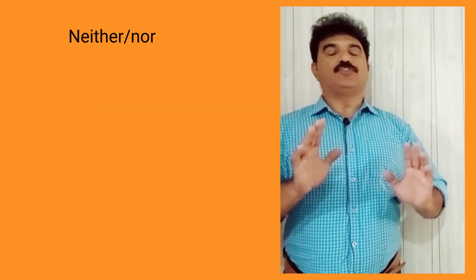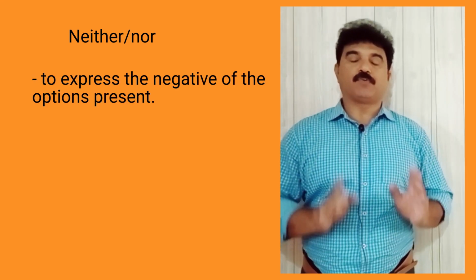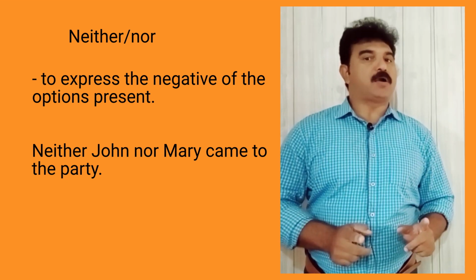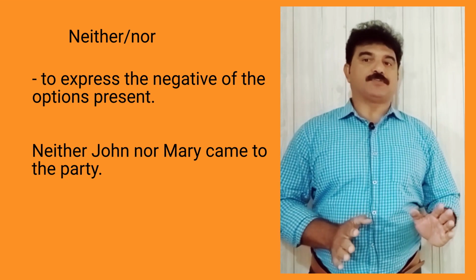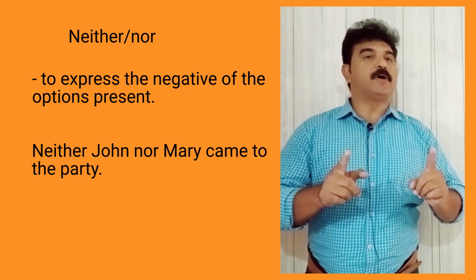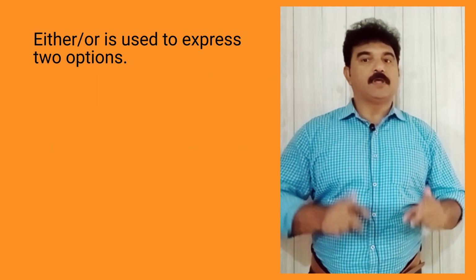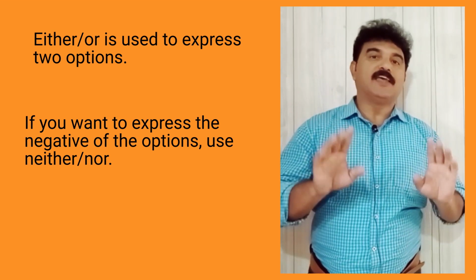Now let's move to neither nor. This term is used to express the negative of the options presented. For example, neither John nor Mary came to the party. In this sentence, neither shows that both options, John and Mary, did not come to the party. So remember, either or is used to express two options. If you want to express the negative of the options, use neither nor.